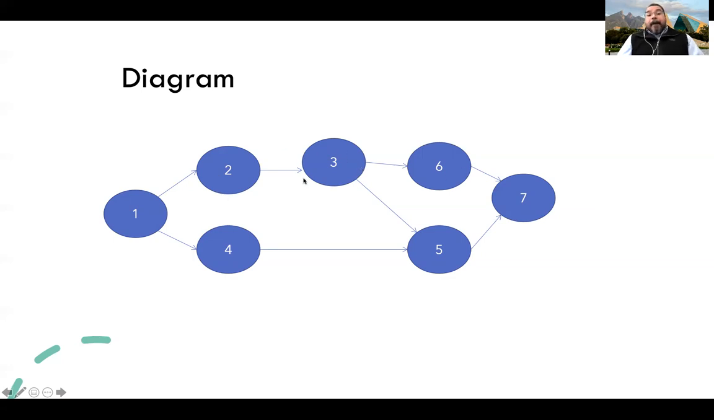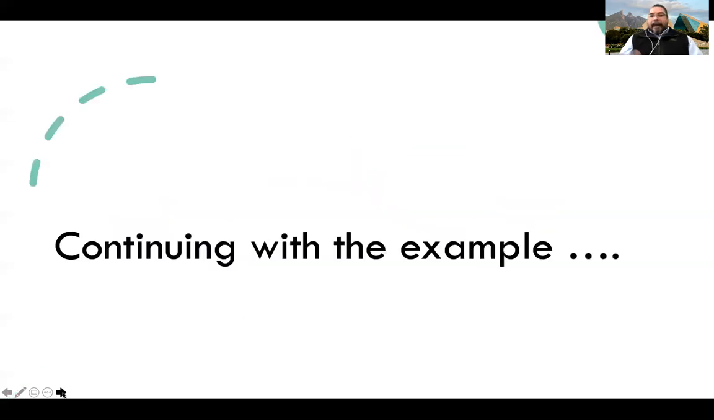Then number 3 is needed for number 6 and number 5. I can't start number 5 if number 4 and number 3 are not already done. And they can be made in parallel, but only if those conditions are accomplished. And number 7 is the last of the activities. Okay, so just as I said in the last video, this is it.